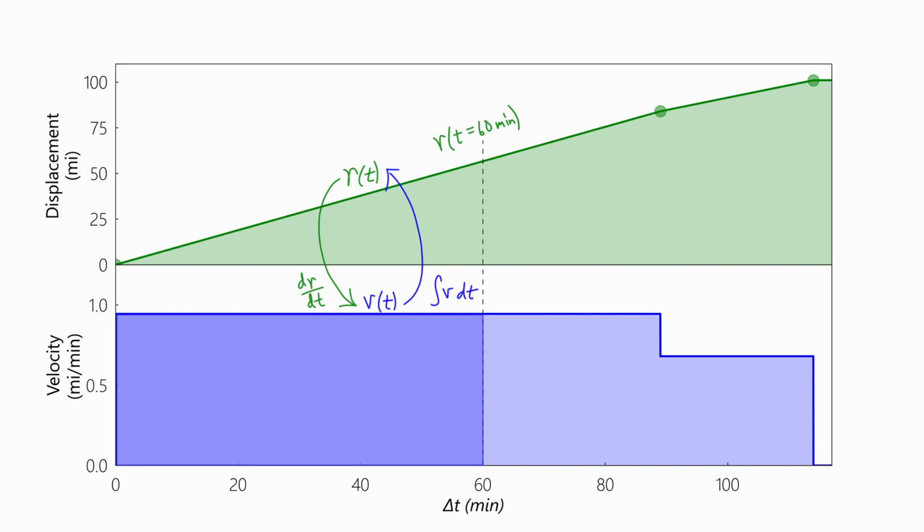This is simply the area of a rectangle with a width of 60 minutes and a height of 0.94 miles per minute. By multiplying the width and the height together, the resultant displacement evaluates to 56 miles.